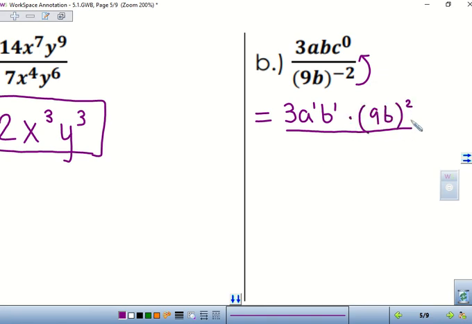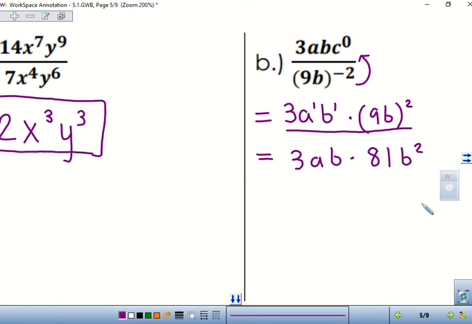9b to the second power. Now, as you can see, once again, we're left with no denominator. So now we just need to simplify this as much as possible. So this is just going to become 3ab, or a1, b1 if you want to put that in. What would be 9 to the second power? Good, and b would be b squared.